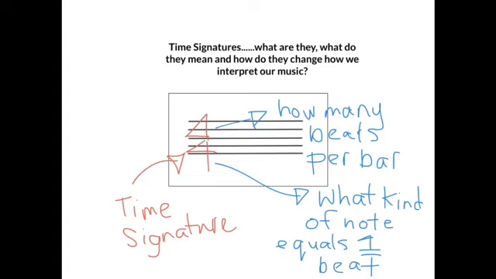So today's lesson is about time signatures. What are they, what do they mean, and how do they change how we interpret our music? Basically, a time signature is these numbers at the beginning of your music, like a 4/4. The top number tells us how many beats are allowed to be in each bar, and the bottom number tells us what kind of note equals one beat.